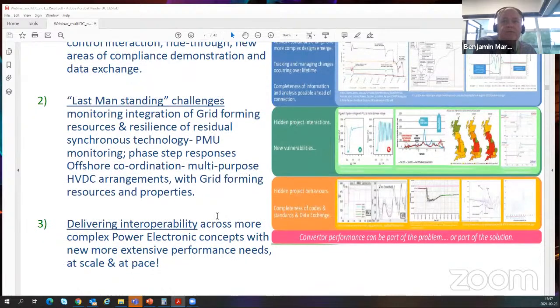And that kind of leads me to my final point about interoperability, which is that as you're getting more complex concepts, you need to have an ability to bring that detail together to understand the completeness of the control design and make sure that you're not missing anything. And that's really quite critical now at scale and pace.